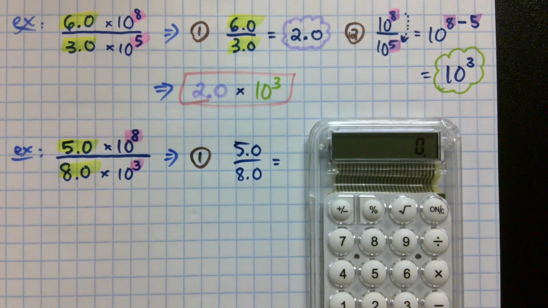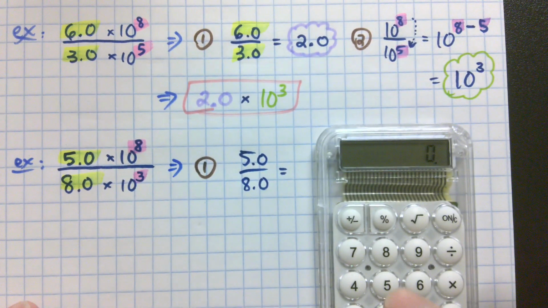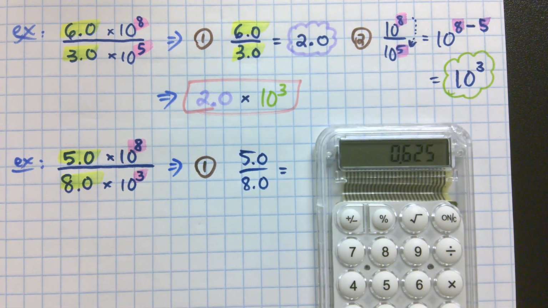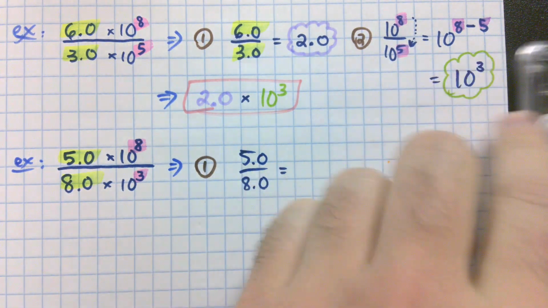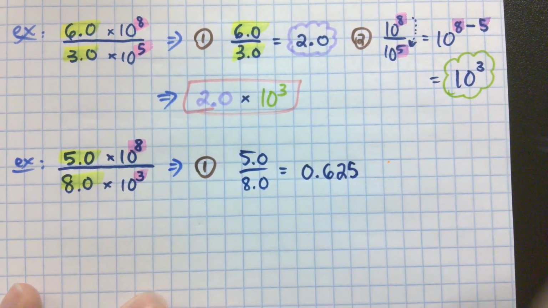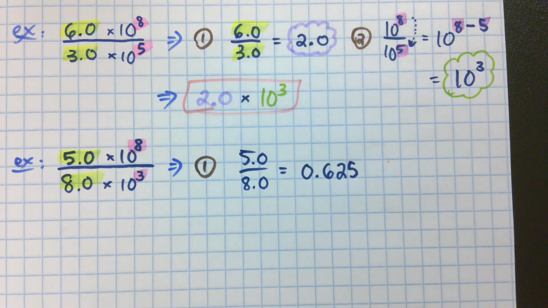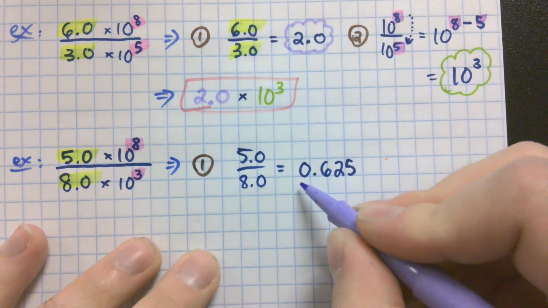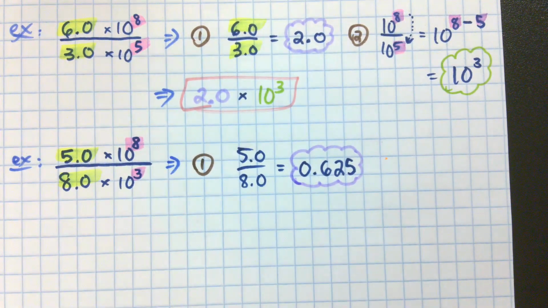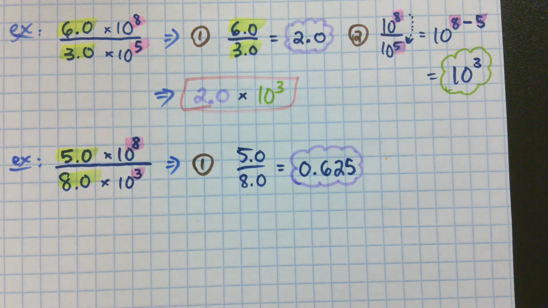So we start off with our little calculator here. 5 divided by 8 gives us 0.625. Is that in between 1 and 10? No. If it starts with a 0, it can't be in between 1 and 10. It's less than 1. So we'll come back to that in step 3, but keep that in mind.